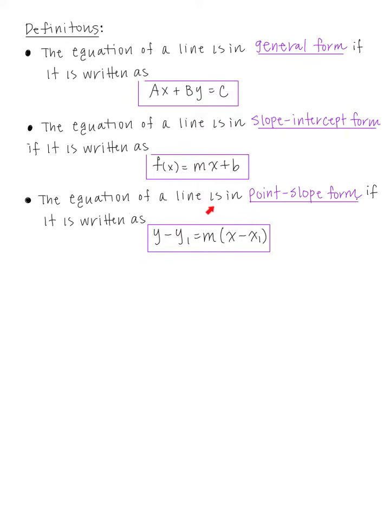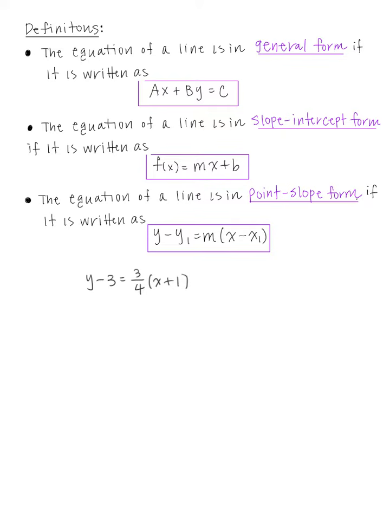Now, I think this one is kind of new to all of us. The equation of a line is in point-slope form if it is written as y minus y1 equals m times the quantity x minus x1. So please note that for the point-slope form, this y here and this x here remain as variables. And what's going to be the numerical values are the y1, the slope m, and then x1.